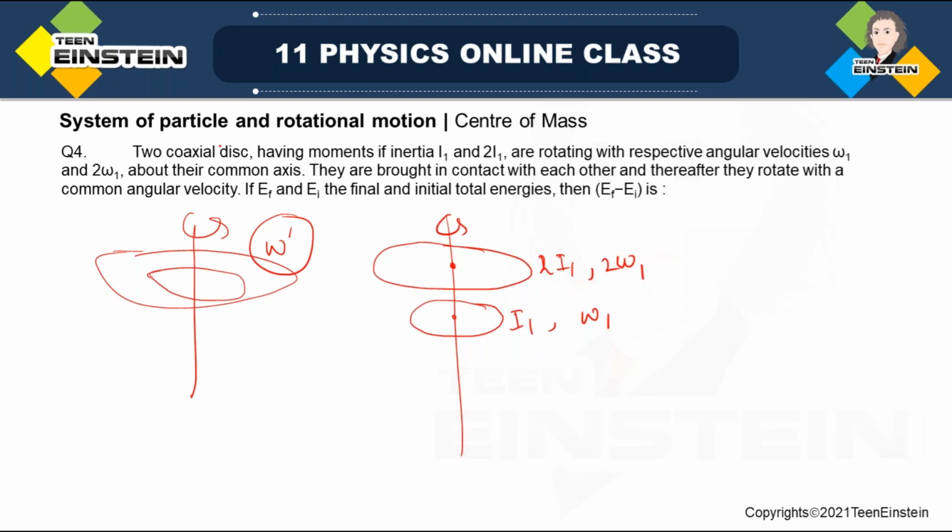Then if EF and EI are the final and initial total kinetic energy, what will be the value of EF minus EI? That is the question you have to solve. You have to find out EF minus EI, the difference between the total energies.